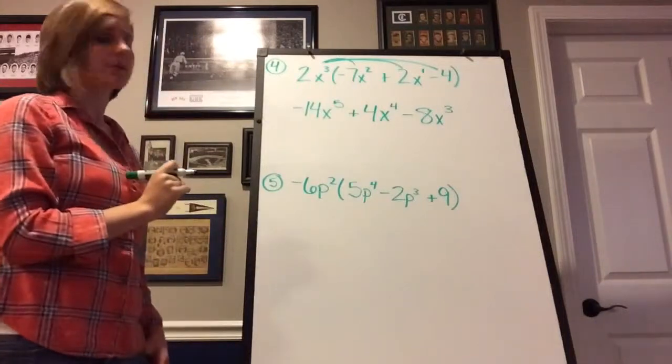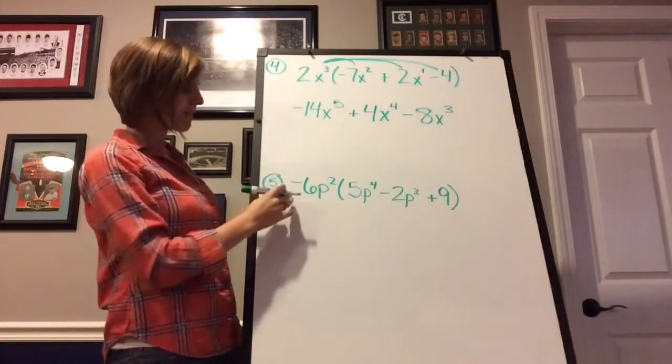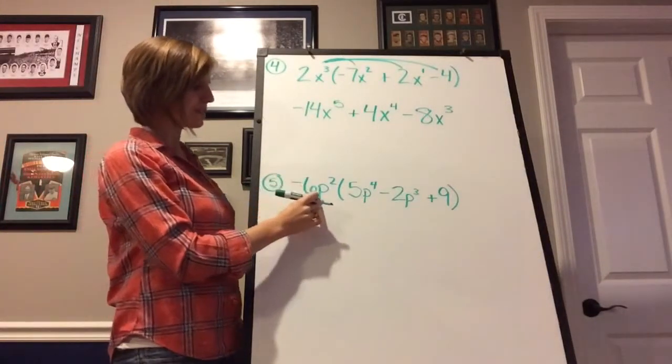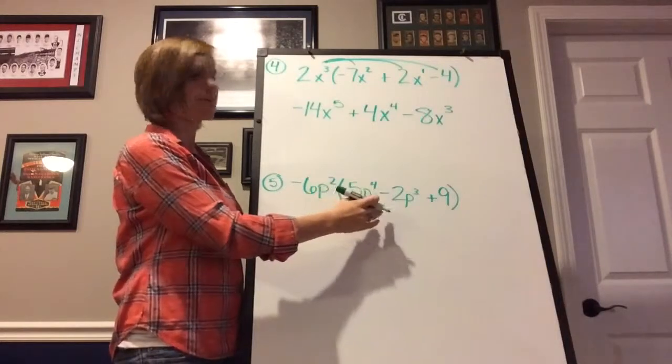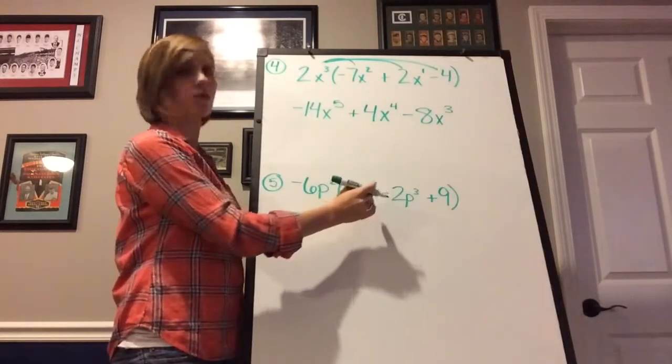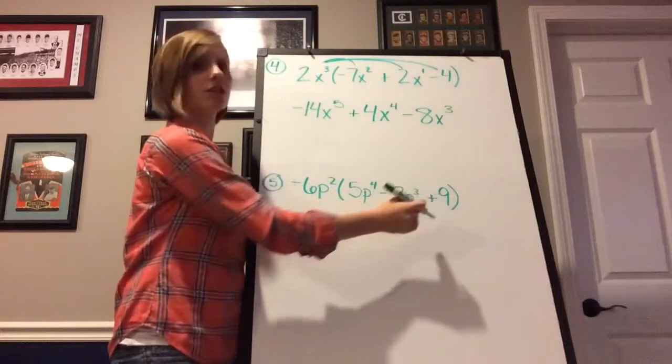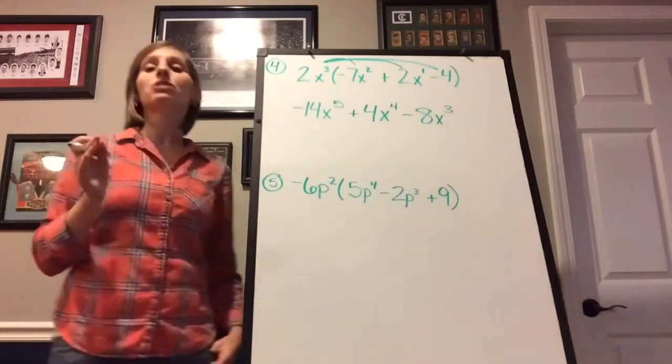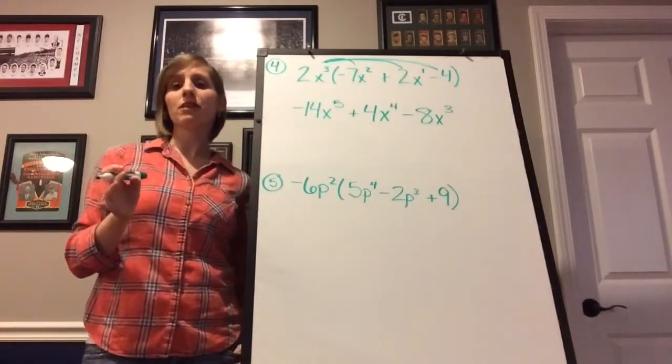Let's take a look at problem number 5. For problem number 5, we have negative 6p to the second, and we're multiplying that by 5p to the fourth minus 2p to the third plus 9. Again, we're using the distributive property for these problems.